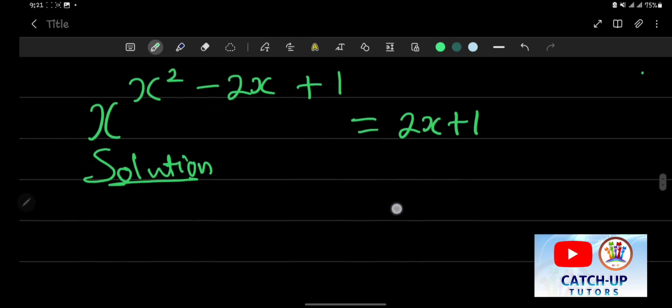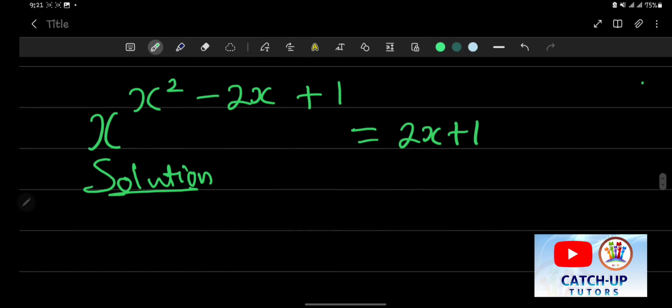So what will you call this kind of equation? Is it a quadratic equation or an exponential equation? We're gonna call this an exponential equation because the unknown variable is at the power here, even though we have it as the base here, which is x to the power of x squared minus 2x plus 1. So the power x squared minus 2x plus 1 makes that an exponential equation. Okay, and so what are we going to do here?